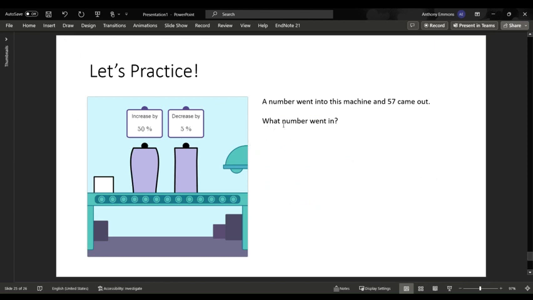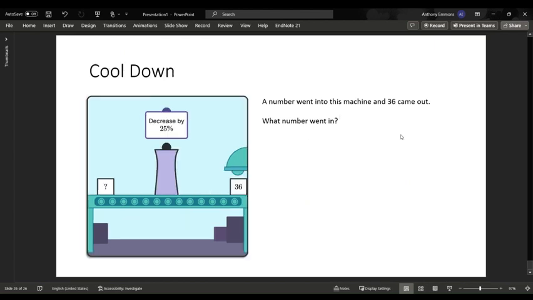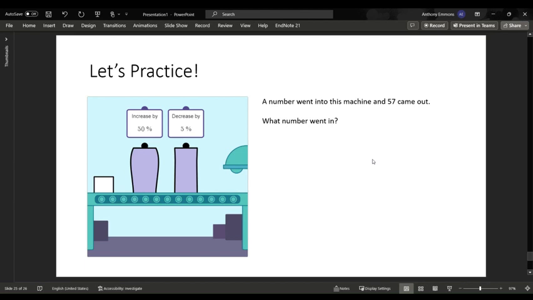So this problem, let's practice. 57 comes out. What number went in? That's where I'm saying to them, okay, well, this is X. 57 came out, right? You're starting with X, increasing by 50%. Sorry, we're multiplying by 1.5. Then we're decreasing by 5%, so multiplying by 0.95. And that's going to give us the 57.